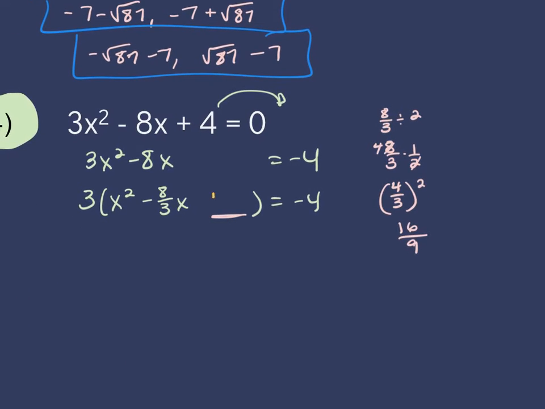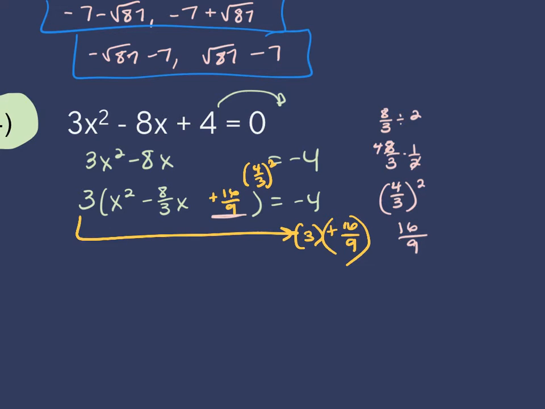I'm going to add that in here. And remember, you can also keep it 4/3 squared to help you with that factoring step. I'm also going to add it to the right. But before I do that, I have to multiply it by the 3 I took out at the front. So the 3 goes into the 9 3 times, and I'm really adding 16/3.